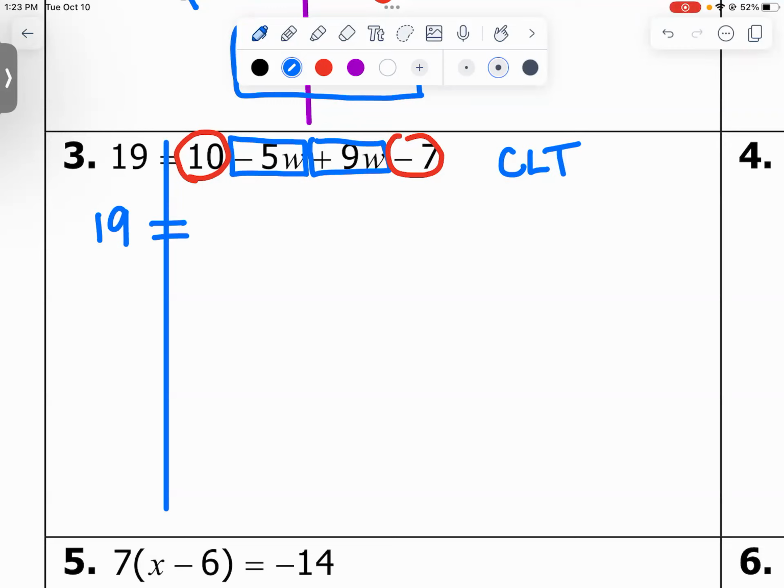What's negative 5W plus 9W? 4W. Cash, what is 10 minus 7? 10 minus 7 would be 3. So we're going to write 4W plus 3.